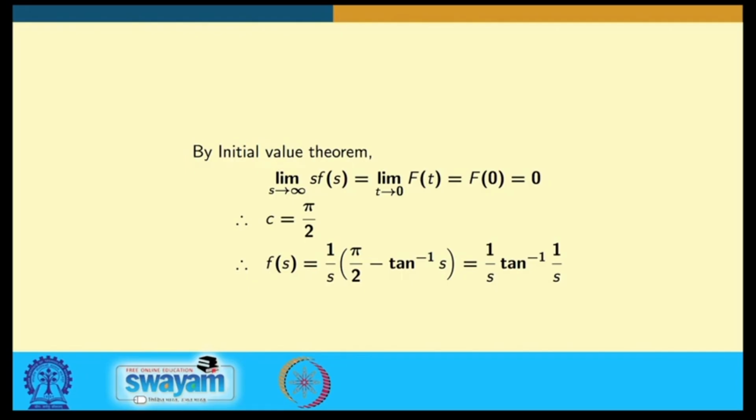So, that c will be pi by 2. So, F(s) will be 1 by s into pi by 2 minus tan inverse s, and the result will be 1 by s into tan inverse 1 by s.